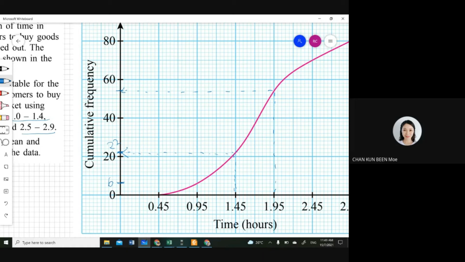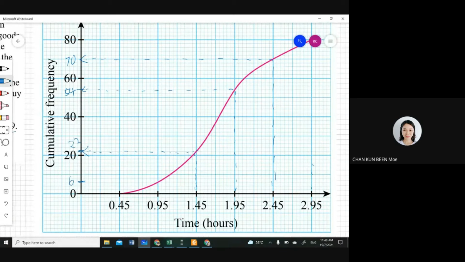54. Yes, very good, 54. The next one, this is the fourth class. Okay, this one is easy to read. How much is this? 70. Yes, very good, 70. And the last one, 2.95. So I move here. This is the fifth class.